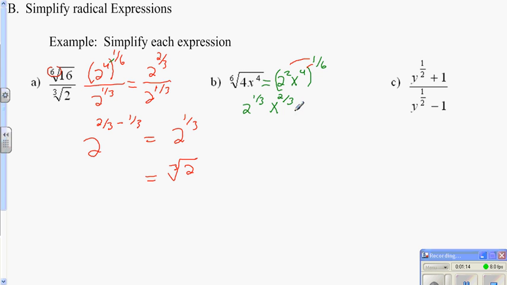And then we would finish this. Now they both have third roots. So we would finish this by saying 2x squared underneath a cube root. So this is simplifying it. C I'm going to hold off with because for some reason that's on this page and it shouldn't be. So I'll come back to that one.